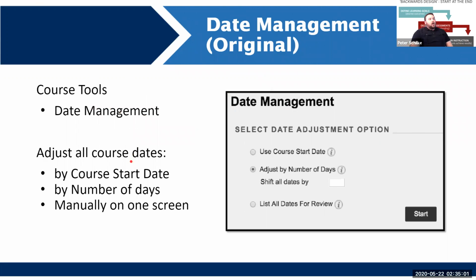You can adjust all course dates in your course with a few clicks, and you can do it by a number of different things. You can do it by course start date. You can do it by a concrete number of days, or you can manually run a report and see on one screen or a series of screens all the course dates associated with your course. And what do I mean by course dates?